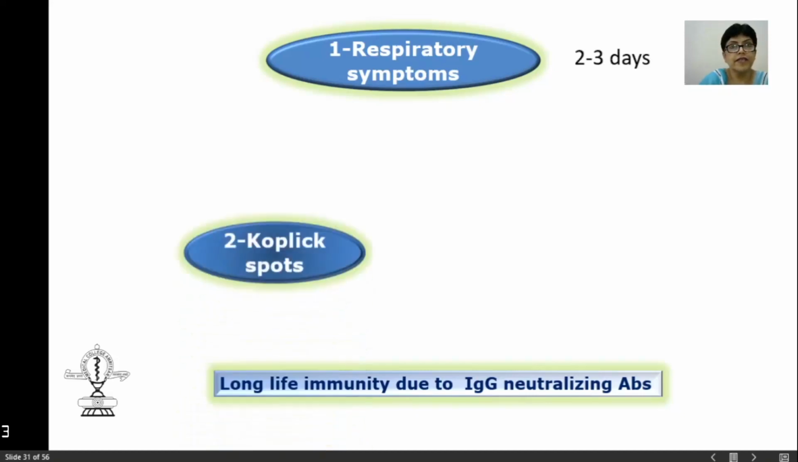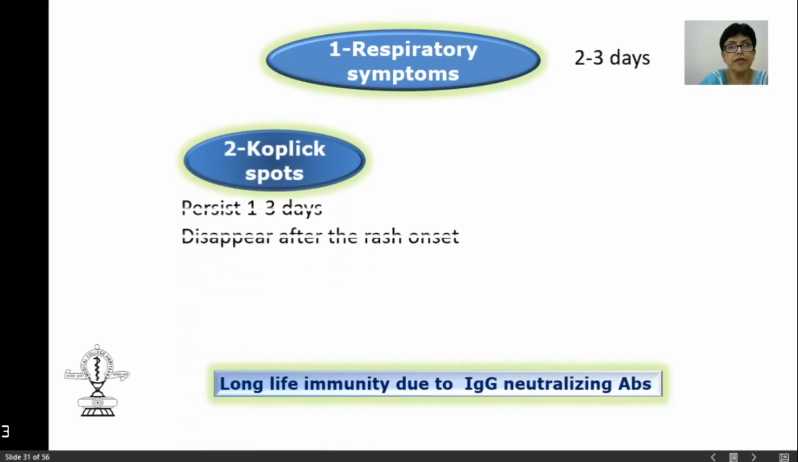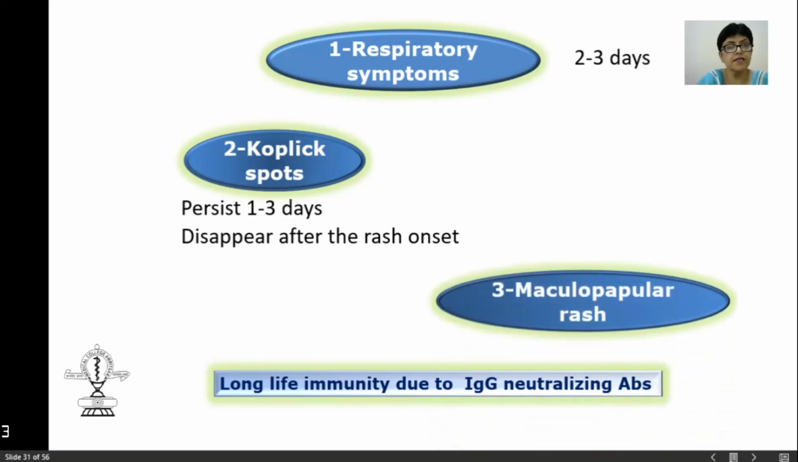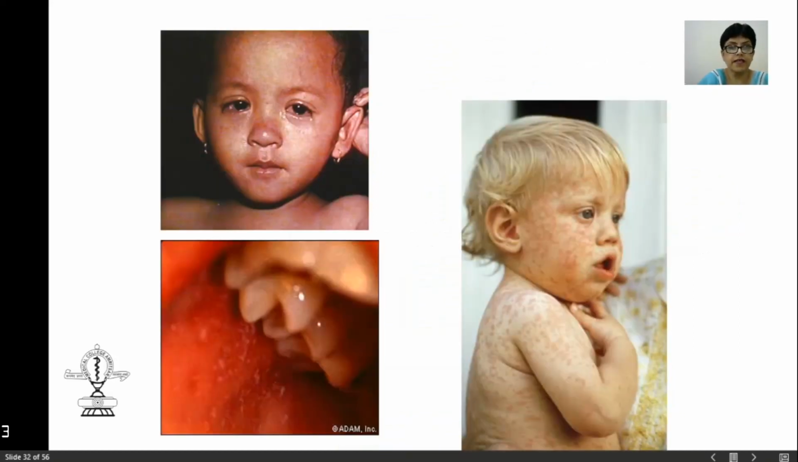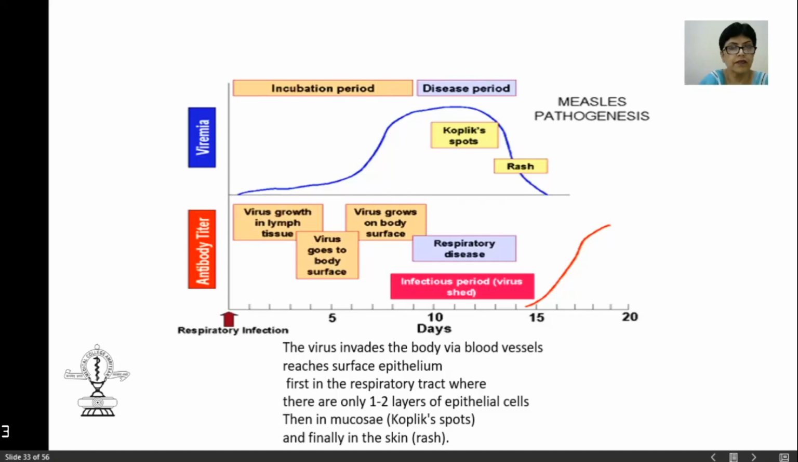So we have respiratory symptoms for 2 to 3 days, the Koplik spots for another 3 days, which disappear after the onset of the rash, and a maculopapular rash, which lasts for around 3 to 7 days, followed by skin exfoliation. This is what a rash looks like. Tiny raised maculopapular patches all over the body, which are coming from the face down. This is the course of the disease.